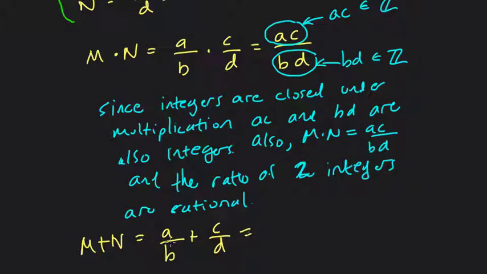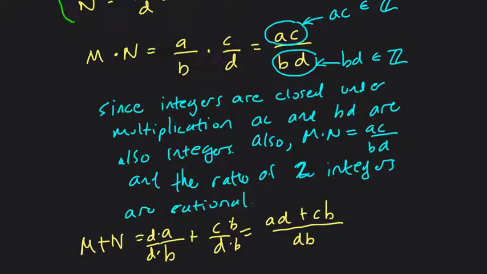Now, in order to add these two fractions, you want to get the same denominator, which is b times d. In order to have a over b times d, you have to multiply the numerator by d as well. If you remember fraction conversions, you multiply both numerator and denominator by the same number, so you don't change the value. And over here, we should multiply the numerator and denominator by b. So we get a times d plus c times b over db.